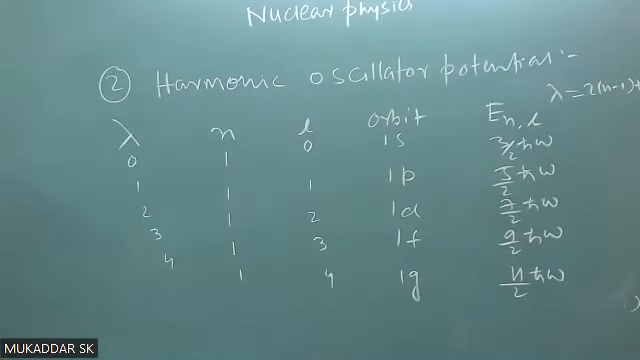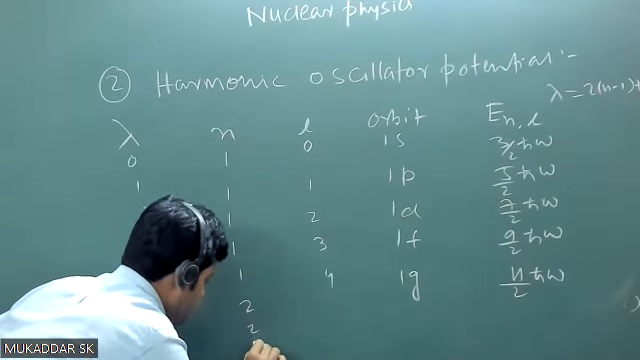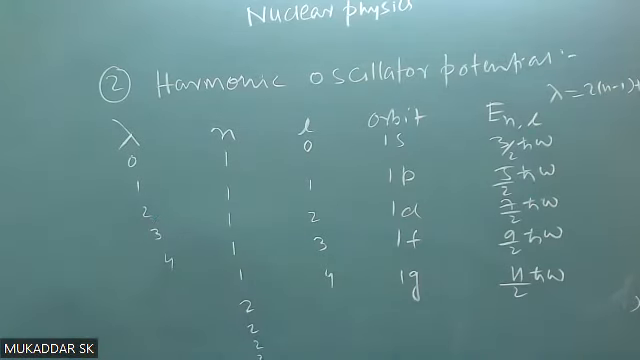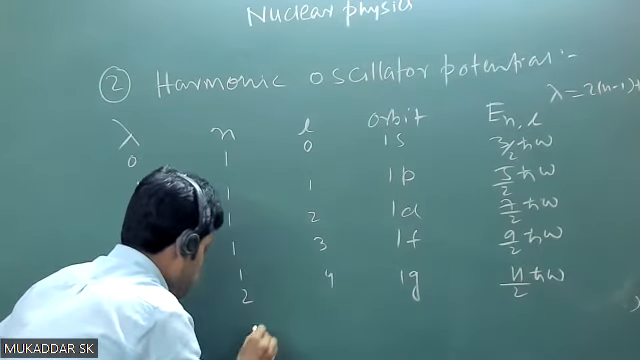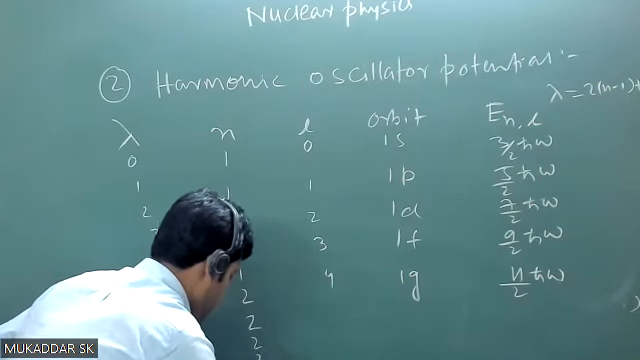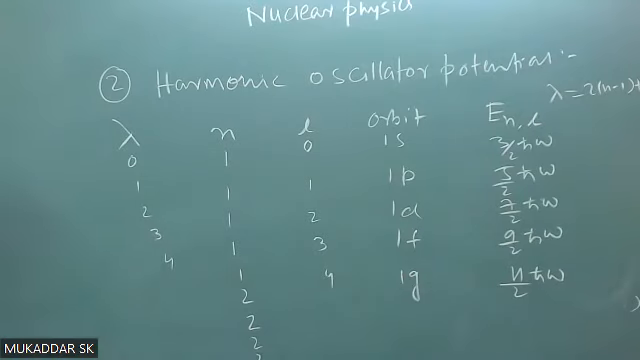Okay, that's possible. Next, n values can be 2. So I'll use 2, 2, 2, 2, 2. I don't have much space, so I have to manage somehow. Can you see that much? Write down 5 by 2.